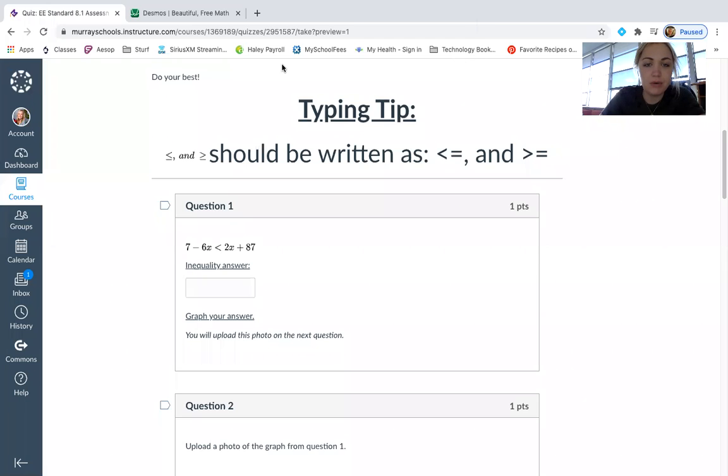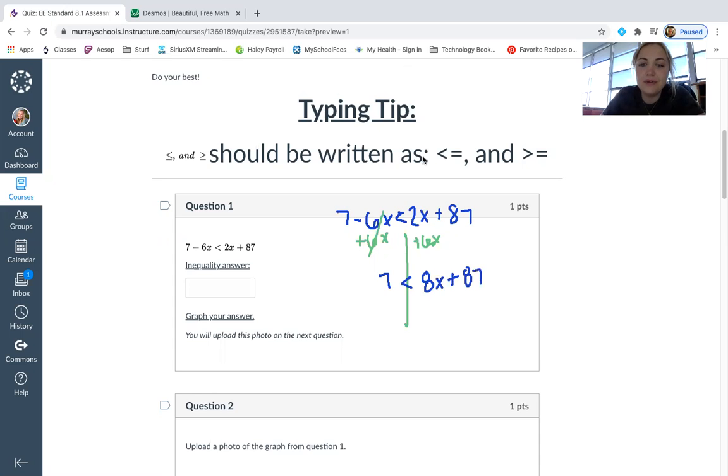So on question number 1, we are given this inequality, and we need to solve it for x. So I'm going to start by rewriting it over here. 7 minus 6x is less than 2x plus 87. All right, I'll begin by getting all the x's to the same side. So I'm actually going to add 6x here. Add 6x. These are gone. And when I do that, I have 7 is still less than, and then 2x plus 6x is 8x plus 87. The next thing I want to do is subtract 87 from both sides.